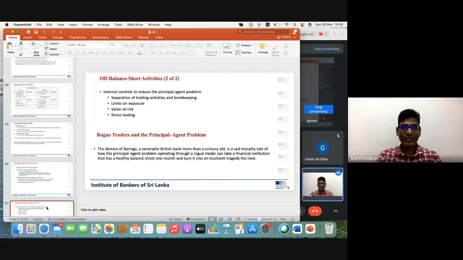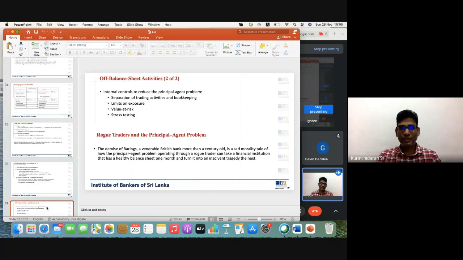In addition to that, to avoid the principal agent problem, you can have separation of trading activities and bookkeeping, or limits on exposures, or value at risk, or stress testing you can perform. So these are the ways you can manage your risk, right? I have given an example as well for this principal agent problem.